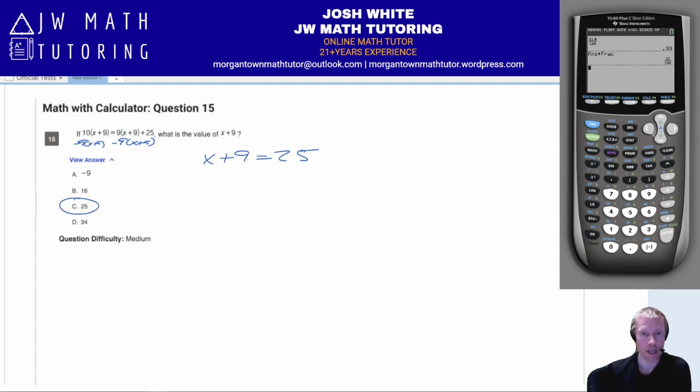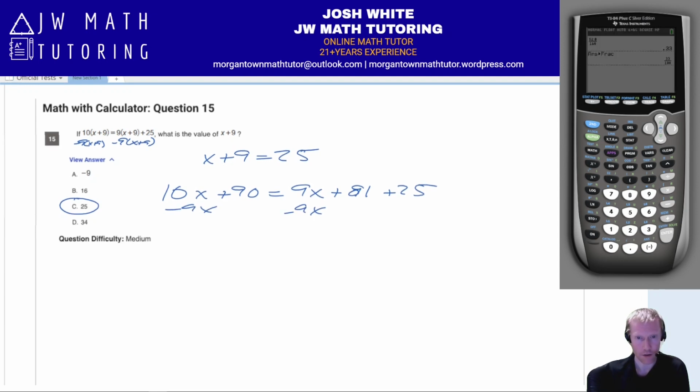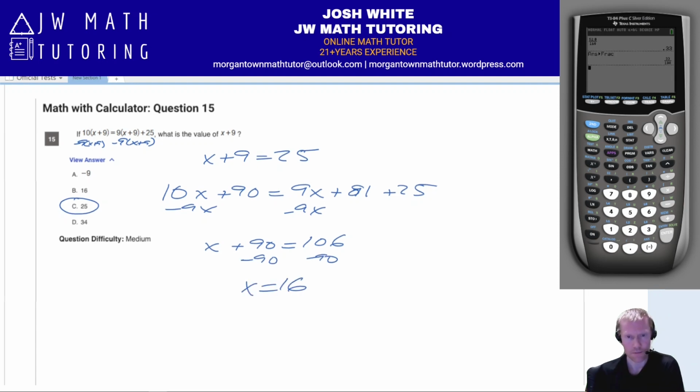Now, if you don't recognize that or don't quite follow that, that's perfectly fine. Then I would just go ahead and distribute the left, and I would distribute the right, and then I would go ahead and combine like terms. First, I'm going to subtract 9x here. So I'm going to get x plus 90 equals, what is it, 106. And then you can subtract 90. So x turns out to be 16. But remember, you're solving for x plus 9. So 16 plus 9 equals 25. Same answer. Really not that much longer than the first method.